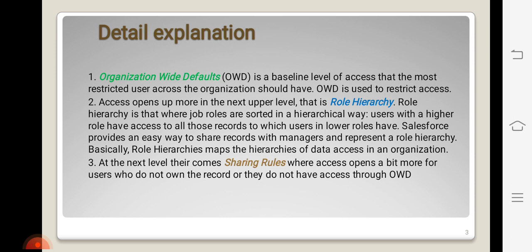So here we'll go into the deep explanation. So organization-wide default is a baseline level of access that the most restricted users across the organization should have. OWD is used to restrict access. Access opens up more in the next upper level, that is role hierarchy. Role hierarchy is where job roles are sorted in a hierarchical way. Users with a higher role have access to all those records to which users in lower roles have.